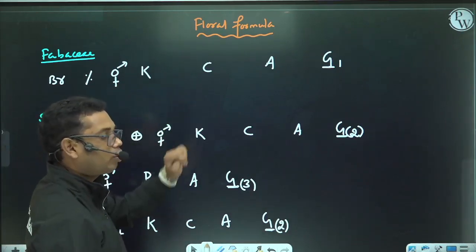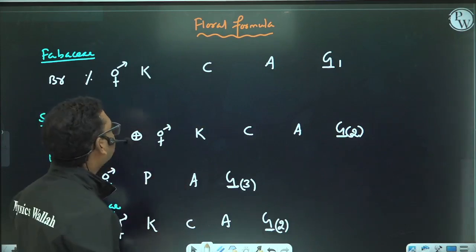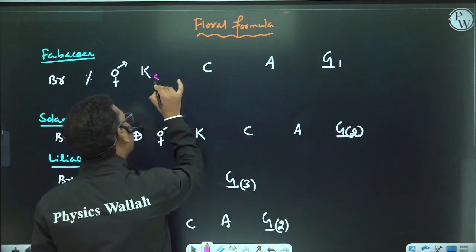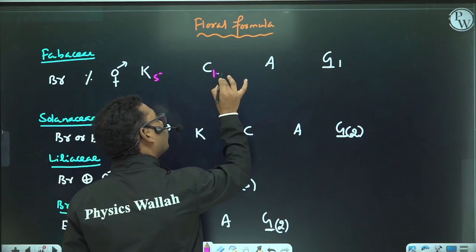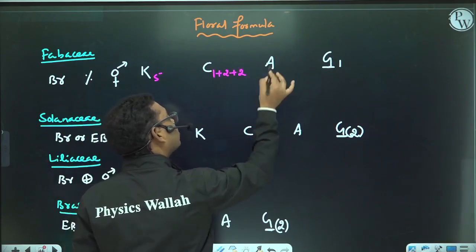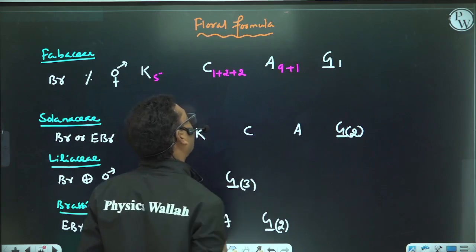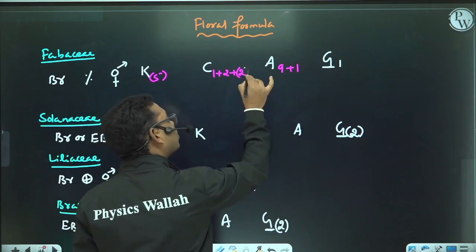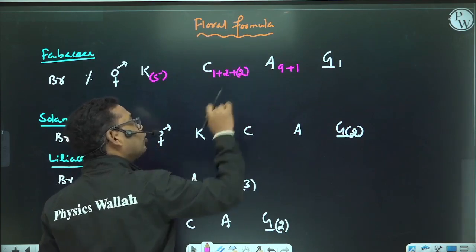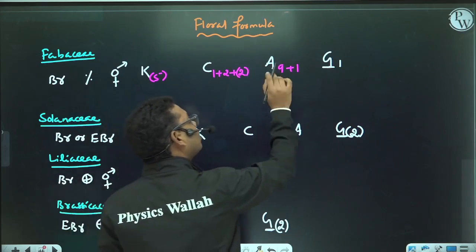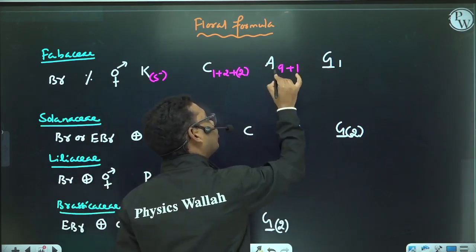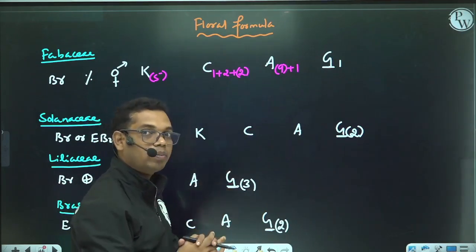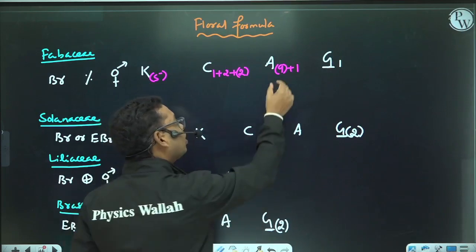What about calyx, corolla, and androecium, or perianth and androecium? Let me write that part. Here it will have 5 sepals, petals will be 1 plus 2 plus 2, and the stamens will be 9 plus 1. All the sepals are fused, so this is gamosepalous condition, and this is vexillary distribution, in which the innermost petals will be fused. Here 9 stamens will fuse to form one bundle, so I will write 9. Whenever I keep a number within bracket, that means they are fused. So here 9 stamens are fused.